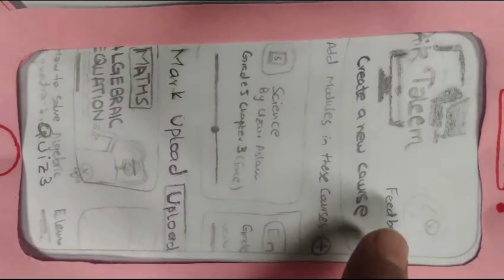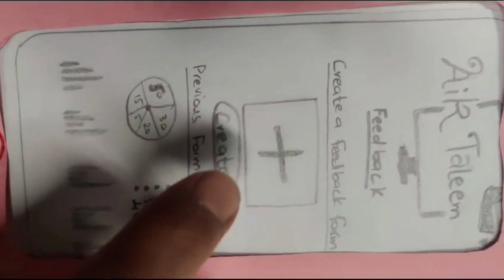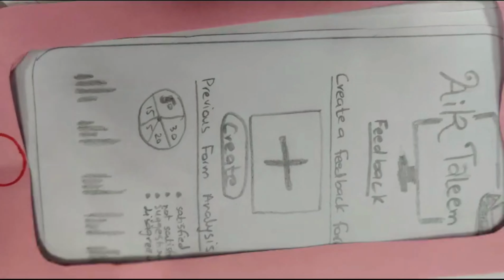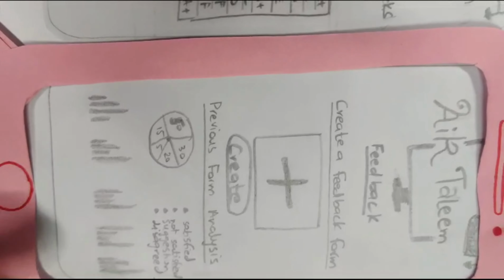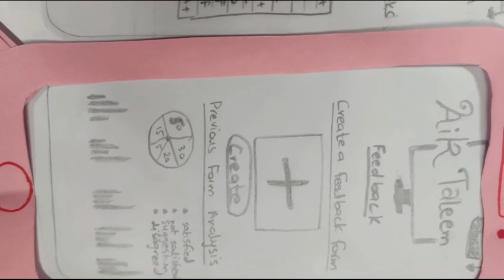In the next goal, we have to click on the bell of feedback. Then we will move toward the feedback page. Then we have to create a feedback form and this page will also show us the previous feedback form analysis in the form of a graph or bar.